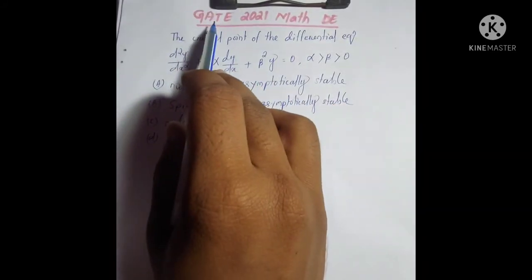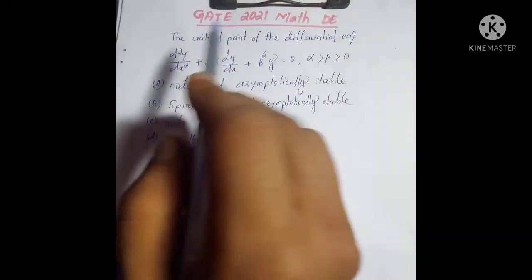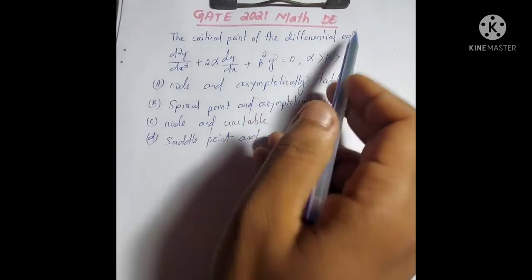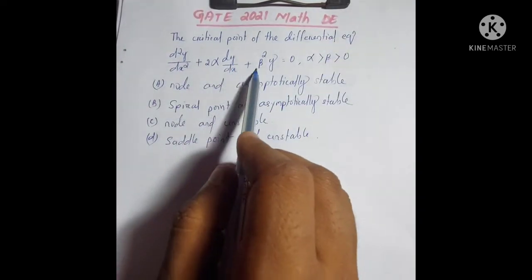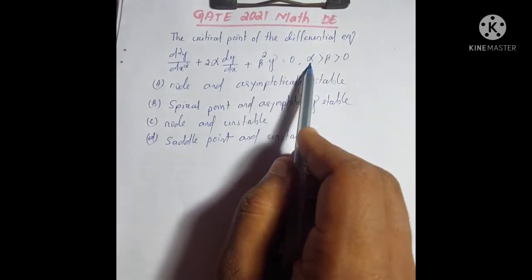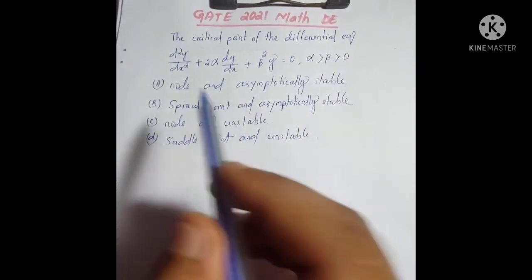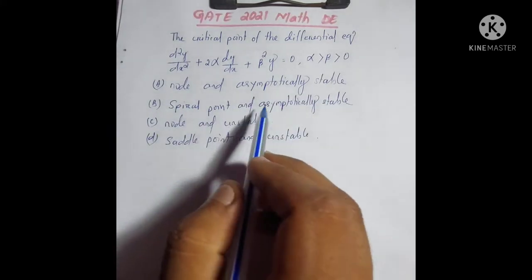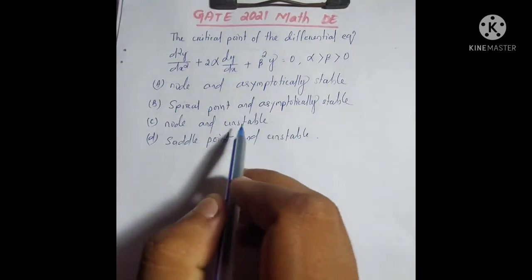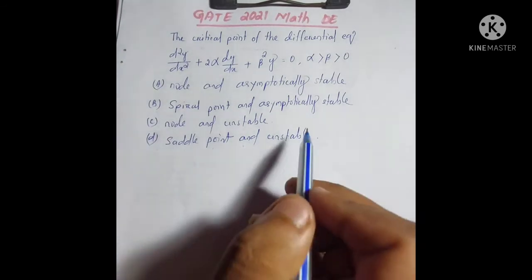Hello, let us solve one question of GATE 2021 mathematics differential equation. The critical point of the differential equation d square y by dx square plus 2 alpha dy by dx plus beta square y is equal to 0, where alpha greater than beta greater than 0. Then option A, node and asymptotically stable. Option B, spiral point and asymptotically stable. Option C, node and unstable. Option D, saddle point and unstable.